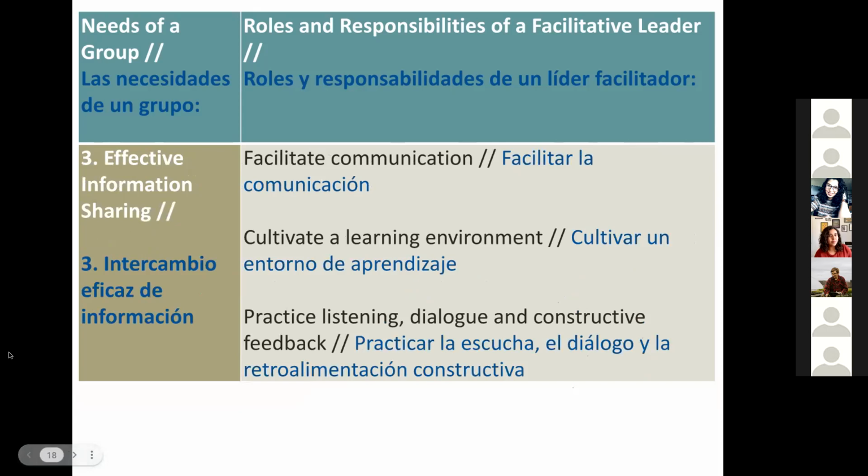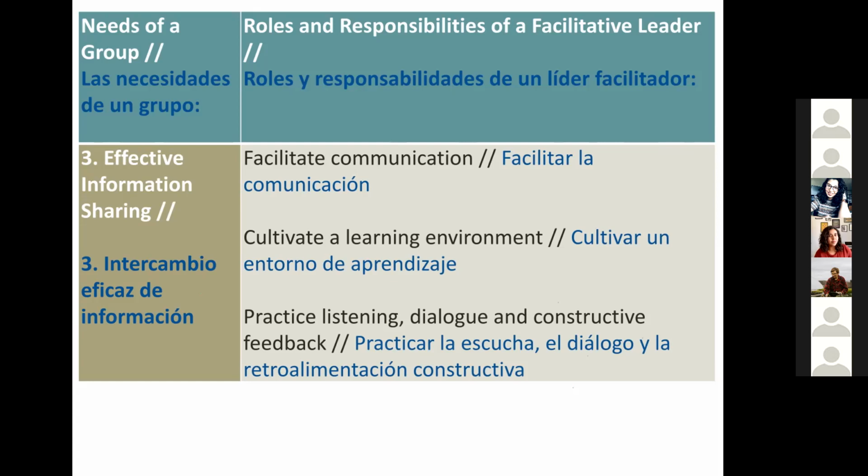Yeah, so sharing information effectively is really important for groups' success also, right? So how can you do that as a leader? How can you facilitate communication? How can you cultivate a learning environment? What do we mean by that? How do we practice, can we get people to practice listening, dialogue, and constructive feedback? Those are some of the roles and responsibilities that might fall under this area.